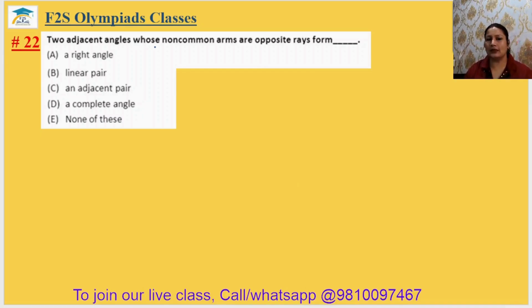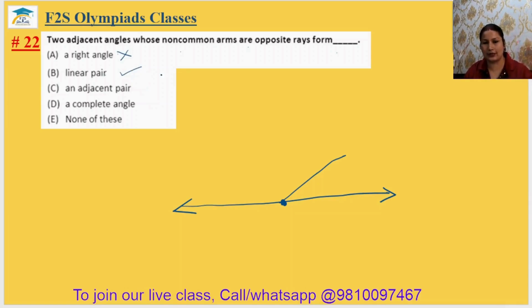To question number 22. Two adjacent angles whose non-common arms are opposite rays form. Look, we have taken any one adjacent angle whose two opposite arms are making a ray. If it is making a ray, is it a right angle? No. Is it a linear pair? Yes, it is making a linear pair. An adjacent pair and complete angle? No. So 22 answer will be option B.